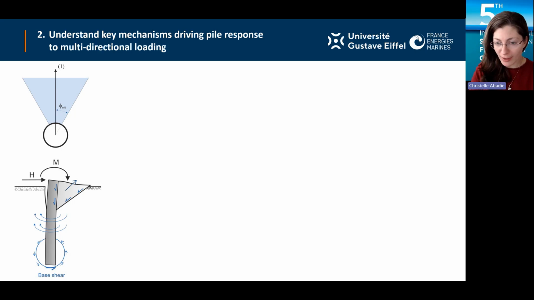Now, if you are whacking your pile in one direction, as shown on the top diagram, this wedge mechanism, you've got to see it in 3D.